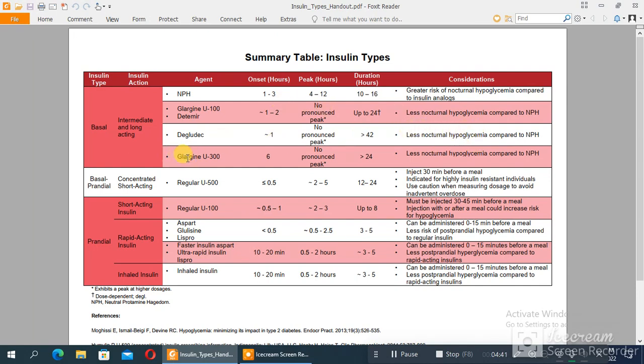And then we have glargine U300. Glargine U100 was having a duration of action of up to 24 hours, and glargine U300 has a duration of action of more than 24 hours, and also its onset time is up to 6 hours.